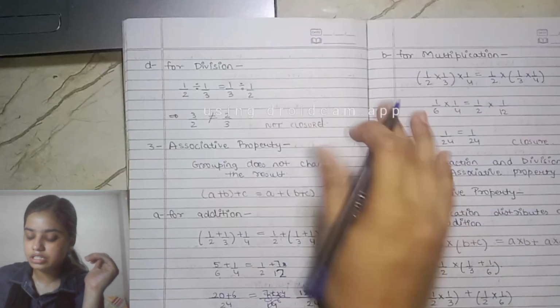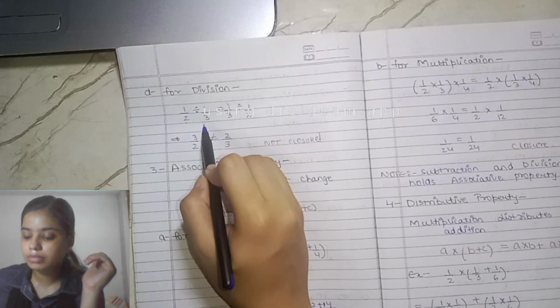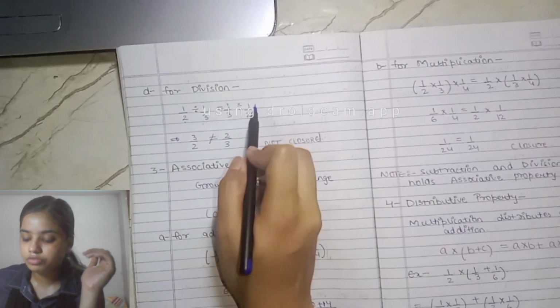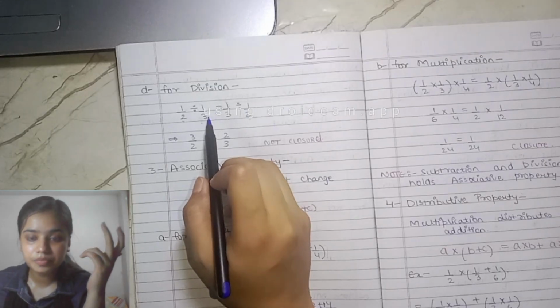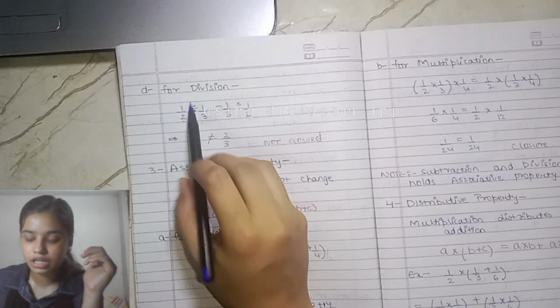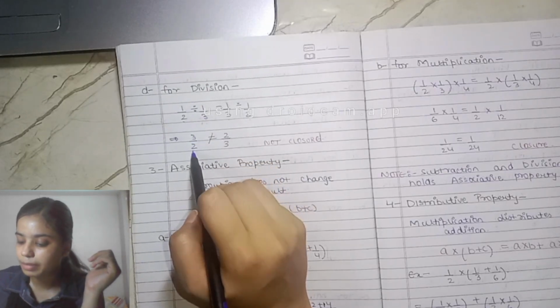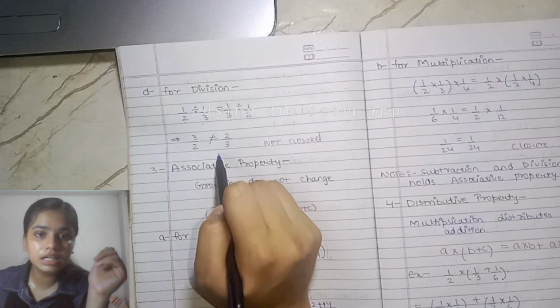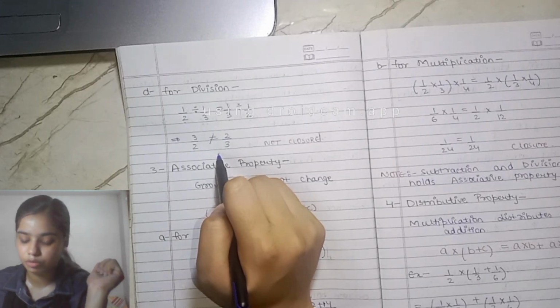So our next operation is division. For division we are going to see 1/2 divided by 1/3 and 1/3 divided by 1/2. From there we just flip the second term, the second term which is given here. So we get 3/2 and 2/3, which are ultimately not equal, so division is not commutative.